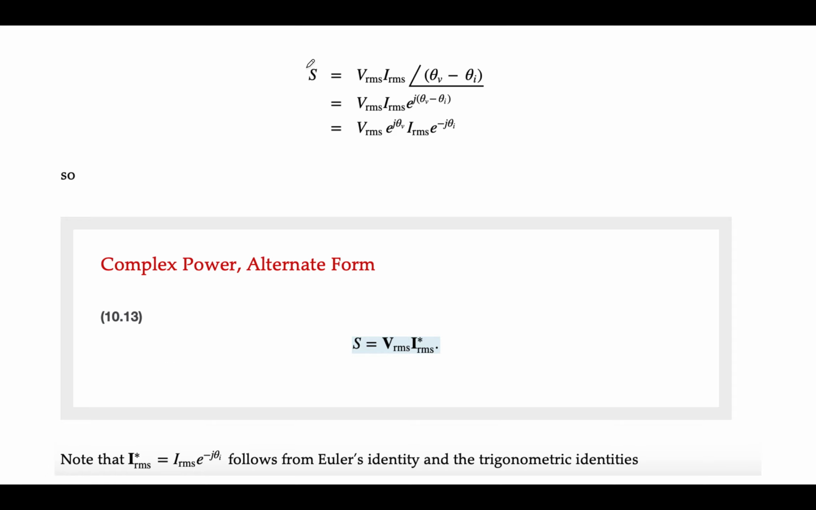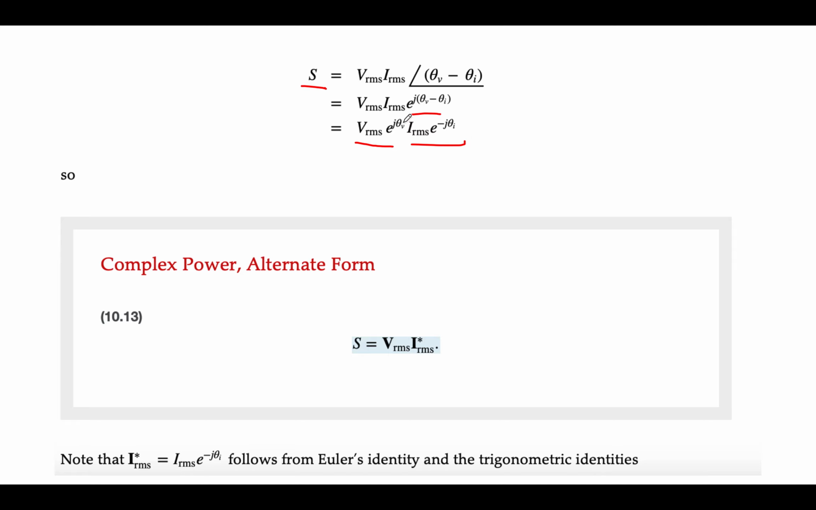So continuing on here, V_RMS, I_RMS times angle theta V minus theta I can be written in its exponential form. And then you can separate out this exponent to have a theta V part and a theta I part. Now remember, originally our voltage had a phase angle of theta V and our current had a phase angle of theta I. So in calculating the complex power, we have the original phase angle of the voltage, but we have the negative phase angle of the current.